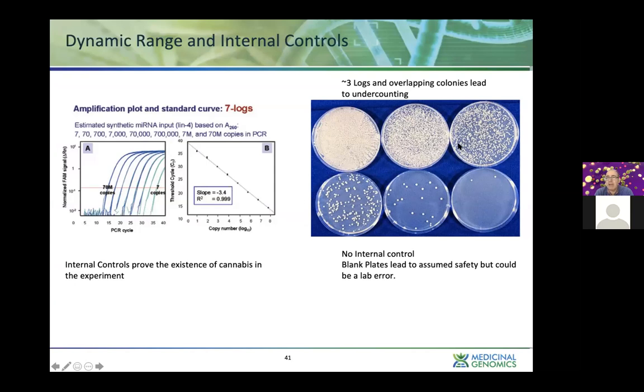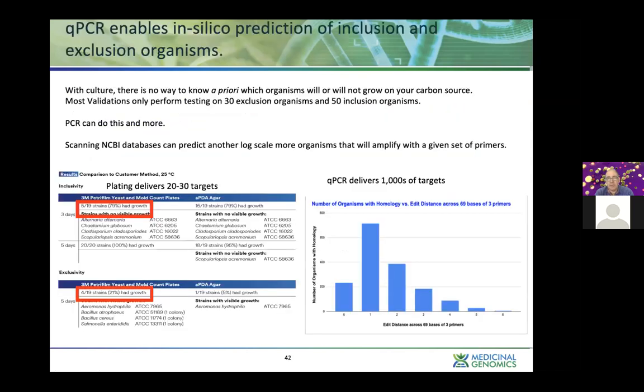When you start to get out toward the 3rd log in plating, you have colonies on top of colonies, and you start to undercount. When you get extraordinarily low, you can't discern plates that are negative from plates that someone just didn't pipette on. There is no internal control in plating, so when you get a blank plate, you assume that's a pass. It could just as likely be someone who forgot to plate anything. With PCR, you have that internal control that always tells you it amplified something, the reaction worked as expected. Now you can measure off of that as to whether you should take the data and go forward with it. This is something that's fundamentally missing in the plating environment.